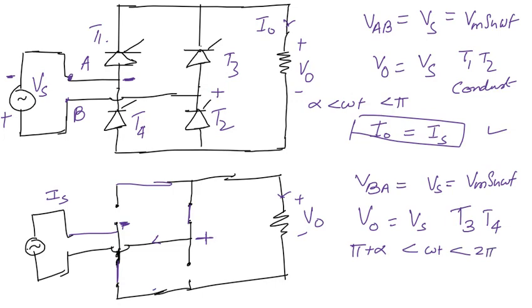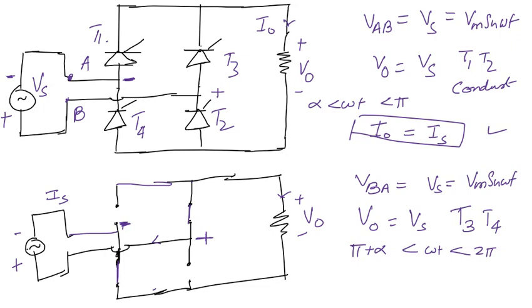Let us see V naught. Now V naught is connected to this. If you check the polarity, it is connected to this, and V minus is connected to this, right? So the polarity is reversed, but V naught always remains Vm sin omega t. Check it. You will see V naught always remains.